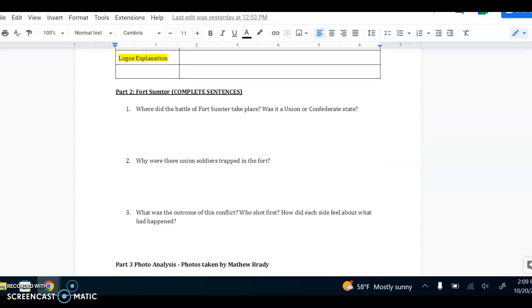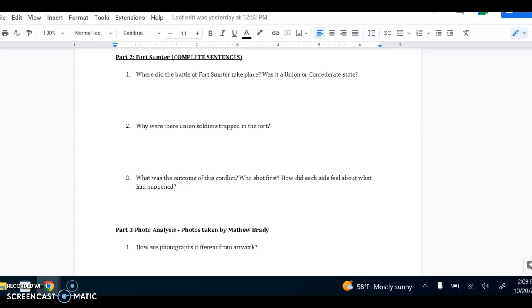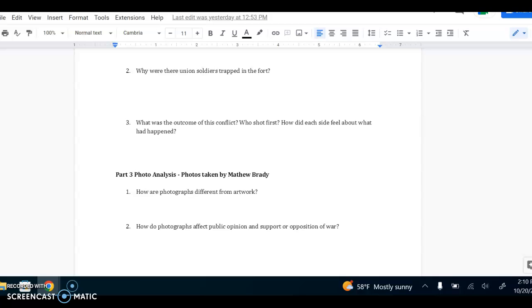Part 2 is about Fort Sumter. Please answer these in complete sentences. Number 1, where did the Battle of Fort Sumter take place? Was it a Union or a Confederate state? Give lots of detail here if you can. Number 2, why were there Union soldiers trapped in the fort? And number 3, what was the outcome of this conflict? Who shot first, and how did each side feel about what had happened? Again, feel free to pause me, answer those questions, and when you're ready, we'll go on to part 3.